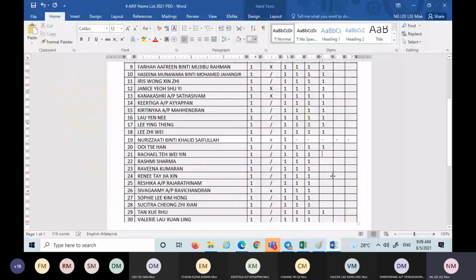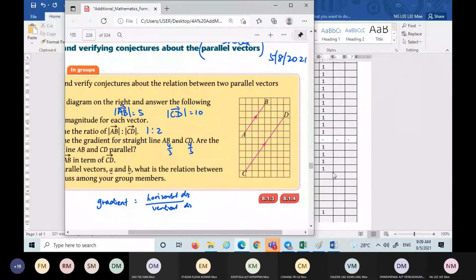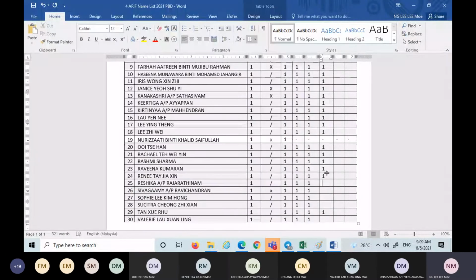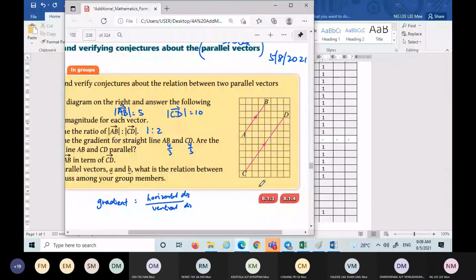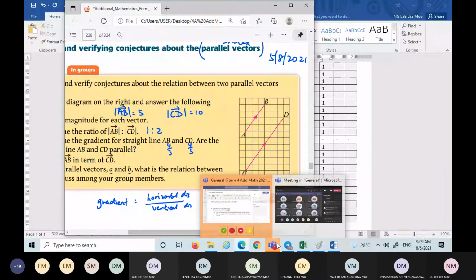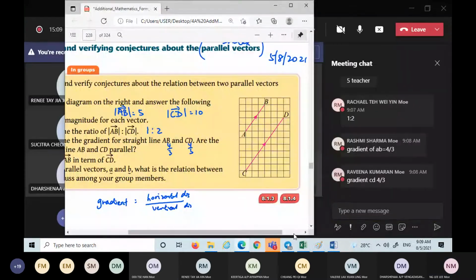Okay, who's the next girl? Rini, are they parallel? Yes. Okay, because? They have the same gradient. Okay, thank you. Next. Rishika, can you express AB in terms of CD?